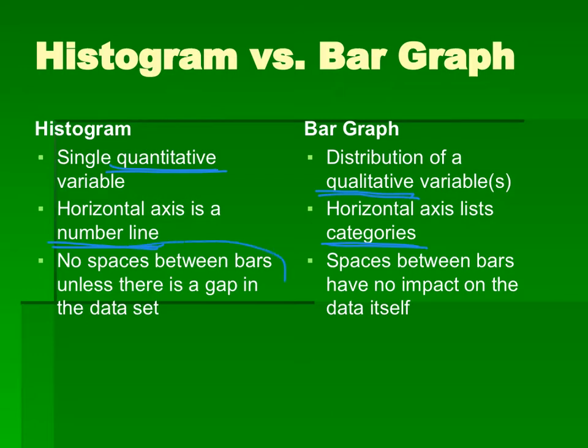Another difference is that a histogram won't have spaces between the bars unless there is actually a gap in the data set. So we kind of like how we had gaps on the stem plots. We might have a gap in the histogram, otherwise the bars will be touching each other. And in a bar graph, spaces between the bars have really no impact on the data itself, so it doesn't matter if you space them out or you have them touching.